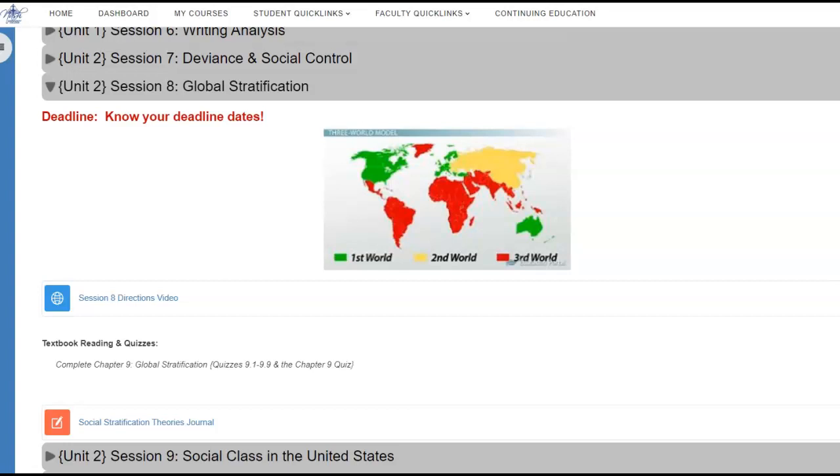In this particular session, you'll start in chapter 9, which is the global stratification chapter. You're going to do quizzes 9.1 through 9.9, and then the chapter 9 quiz. I will say this chapter is very interesting because it almost has a historical aspect, especially in the beginning, that gives you some background historical knowledge of how the global world has stratified people, how that looks, and how that has changed over time.